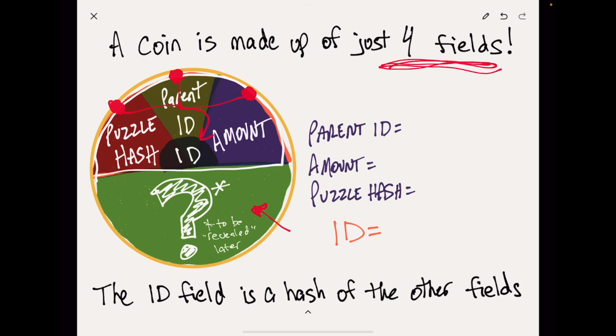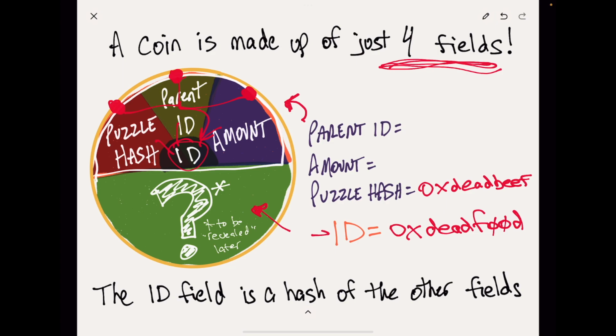Well, we know a puzzle hash is a hash, so that's going to be a hexadecimal looking character string, like if we use our famous hexadecimal example here of dead beef. We also know, by the way, that the ID is a hash of all three of these things, so we know the ID is going to look like a hash too. Let's say dead FOOF00D. Okay. We also know that the parent ID is a coin ID, which we now know is a hash.